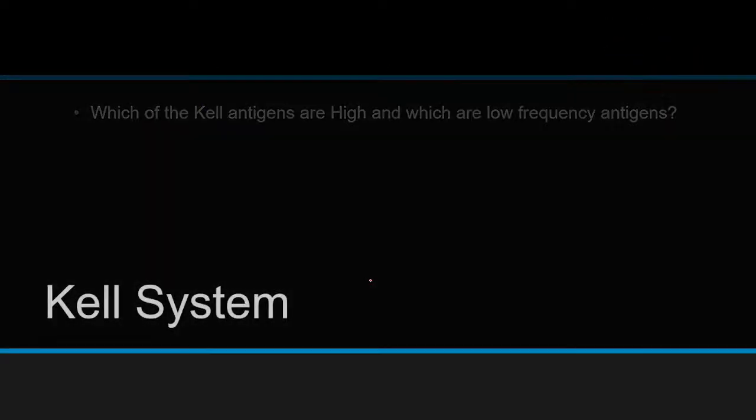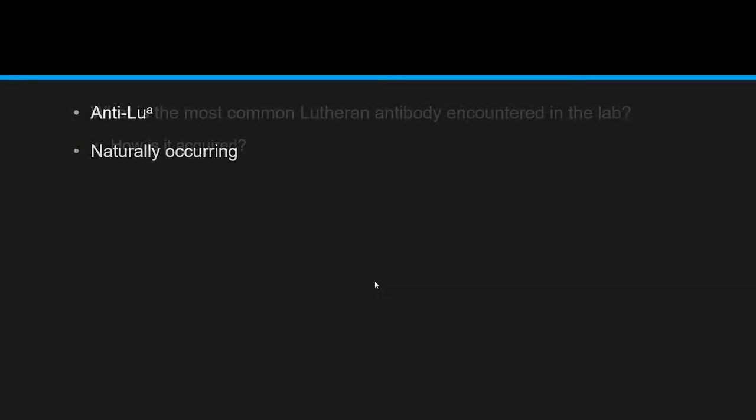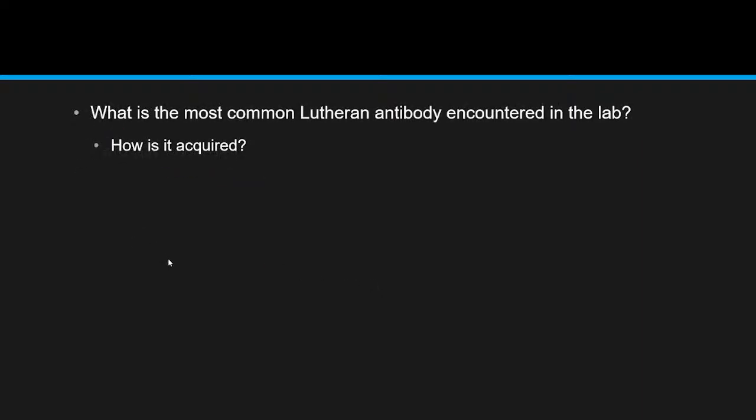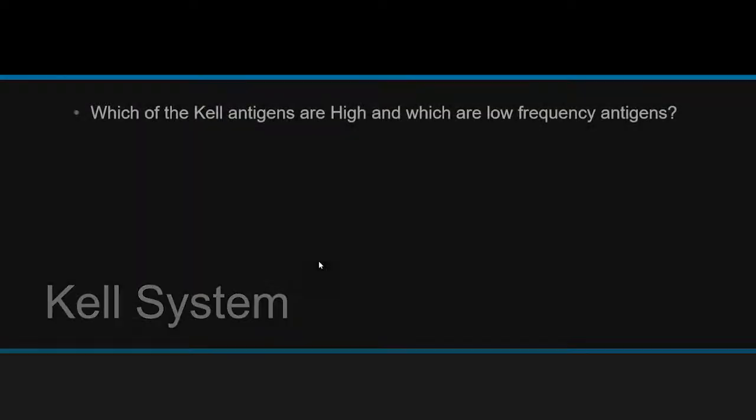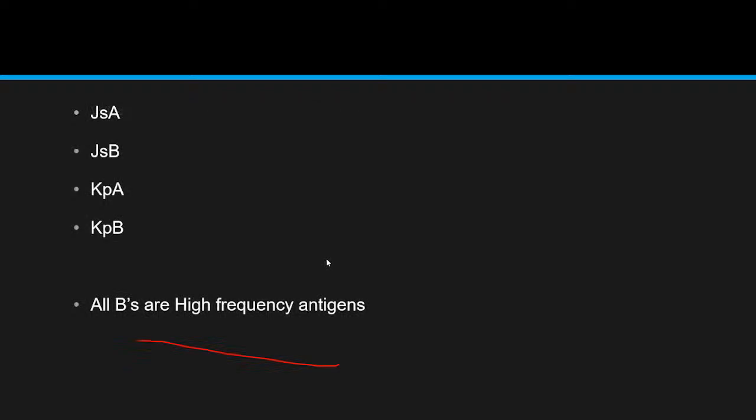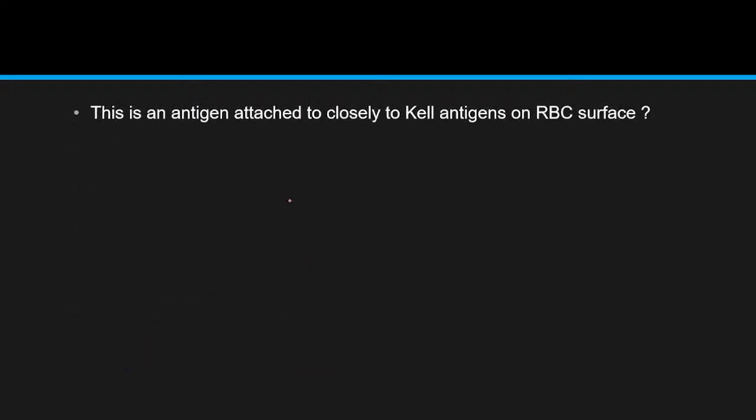So even in the Kidd antigens, the Lutheran, it's still the B one that's high frequency. So until Kell, it's always the B's that are always positive, and that is always high frequency. Now, this is an antigen that closely resembles K antigens. It's actually KS, KX, okay, KX.